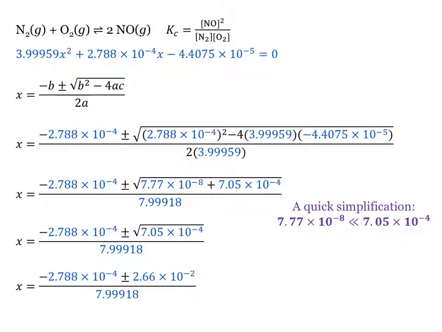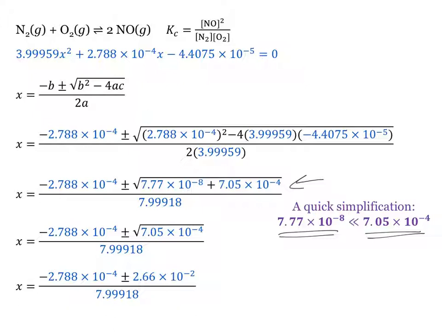Here's the quadratic equation put into practice. First, I dropped the values of a, b, and c into the equation. Then I multiplied everything out. At this point, I noticed I could make a quick simplification here because 7.77 times 10 to the negative 8th is so much smaller than 7.05 times 10 to the negative 4th.